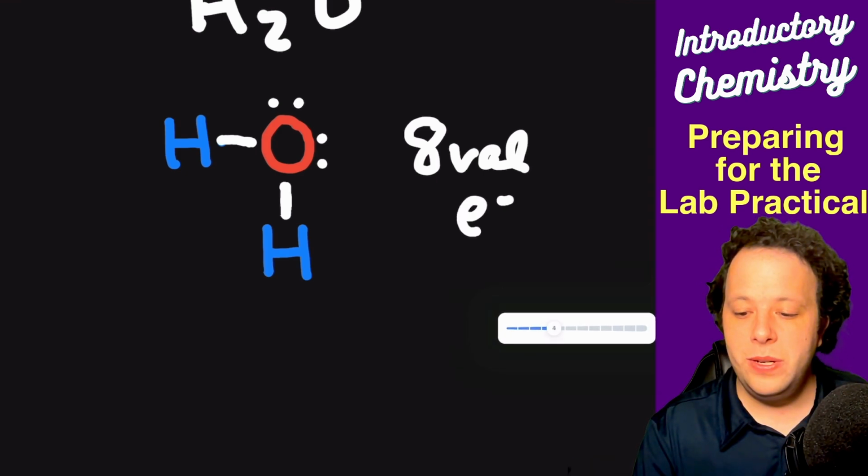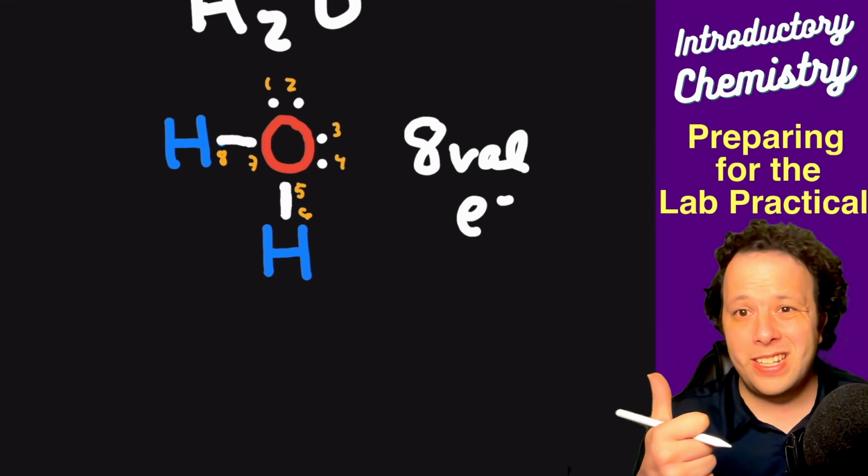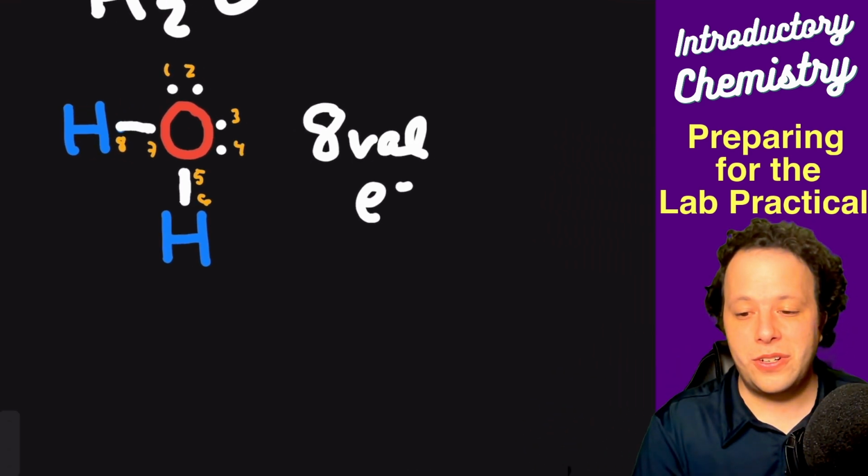So when you're doing this, you just want to double check, make sure you got everything, right? We have 1, 2, 3, 4, 5, 6, then 7 and 8. So everything's accounted for. We have a correct structure.